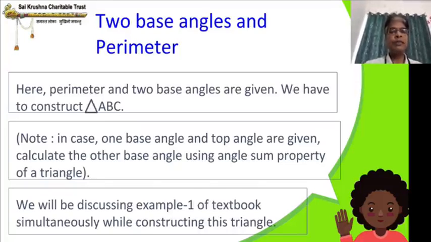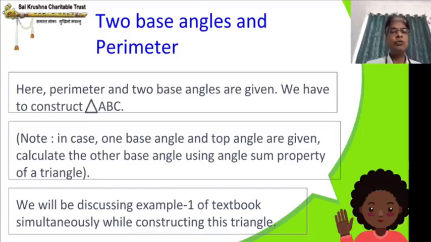We will be discussing example 1 of the textbook while constructing this triangle. In the textbook there is an example 1 where the actual values are given. In all the previous four parts we have not seen any example because there is no textbook example, so we just saw how to construct without any measurements. But in this example 1, we are going to see how to construct with actual measurements given.